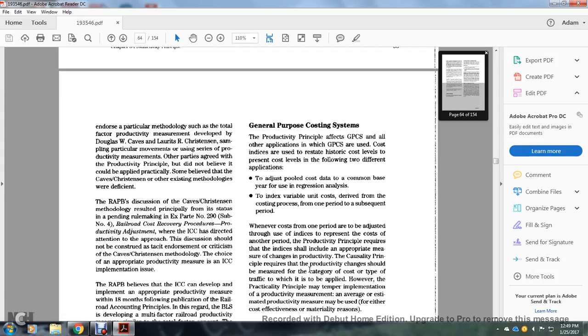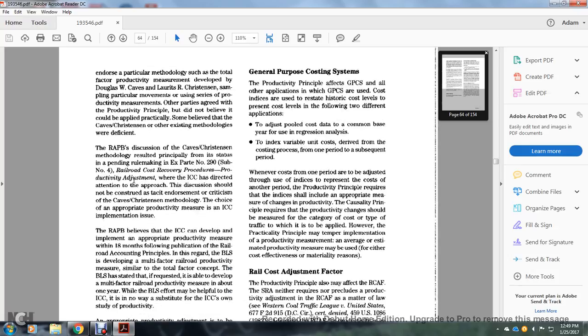Other parties agree with the productivity principle but did not believe that it could be applied practically. Some believe that the Caves and Christensen and existing methodologies were deficient. The Railroad Accounting Principles Board considered the Caves and Christensen results, which were physically and in status dependent on the rulemaking Ex Parte No. 290, Sub-No. 4, Railroad Cost Recovery Procedures, Productivity Adjustment.